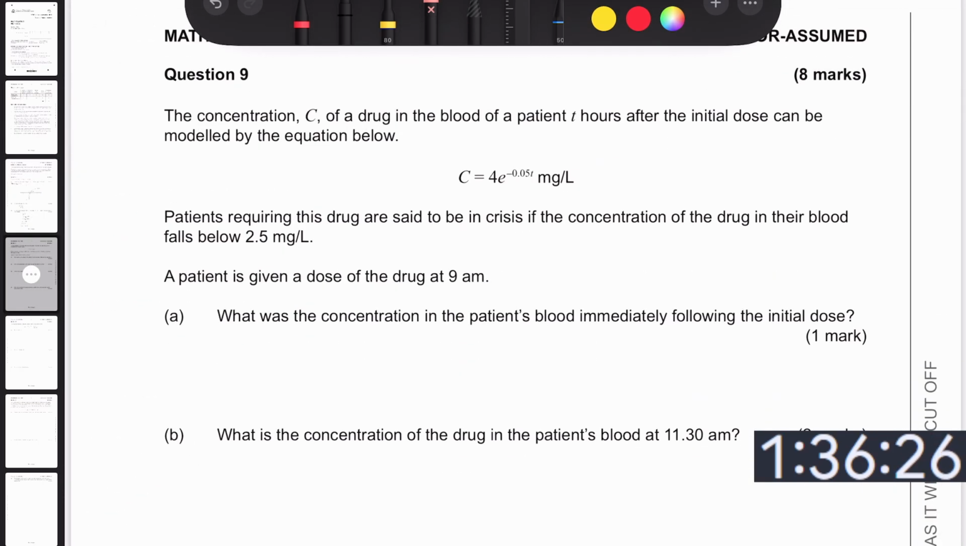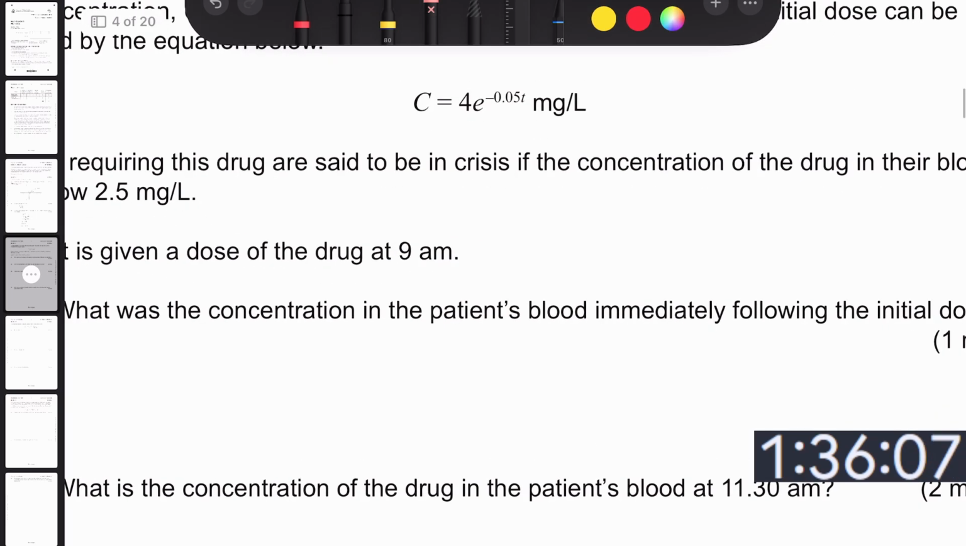The concentration C of a drug in the blood of a patient t hours after the initial dose can be modelled by the equation. The patient is in crisis if the blood concentration falls below 2.5 and then needs to be given a dose. What was the concentration in the patient's blood immediately following the initial dose?